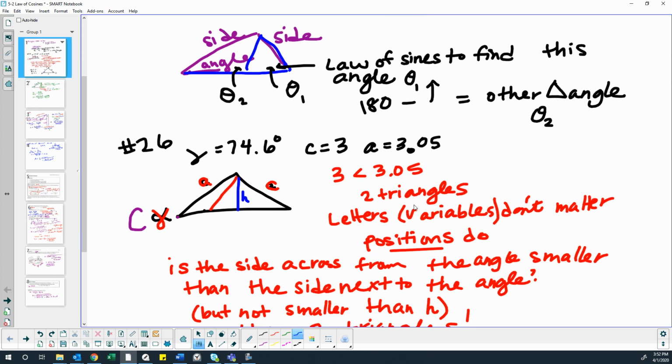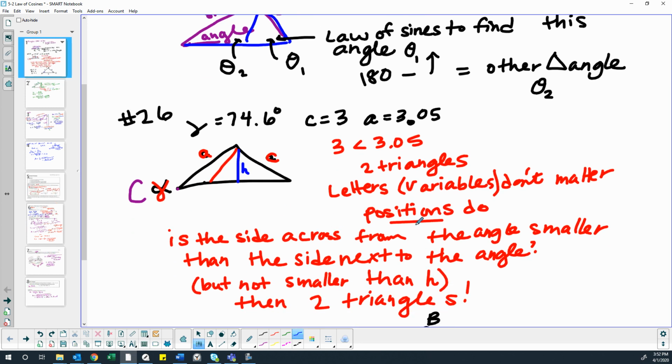So the question we ask ourselves is: is the side across from the angle smaller than the side next to the angle, but not smaller than h? If it's smaller than h, it won't make a triangle at all. We'll have no triangle. So it has to be somewhere between h and A in size. Not A in this case, we used C previously, but somewhere between the length of h and the length of the side next to the angle. If C fits in that measurement, or the opposite side fits in that measurement, then we have two triangles.